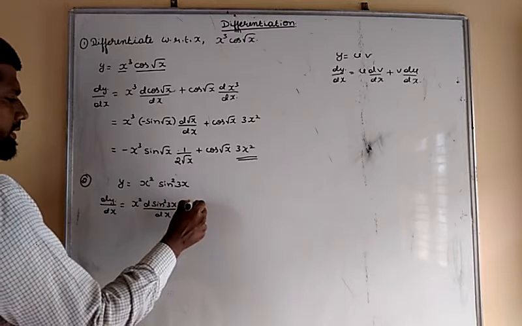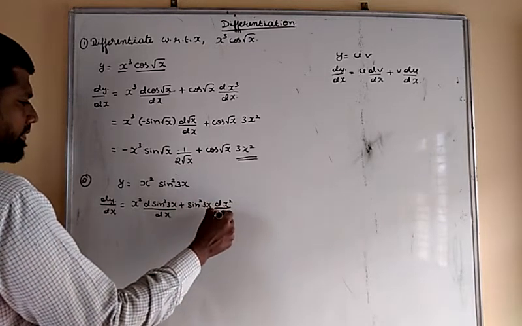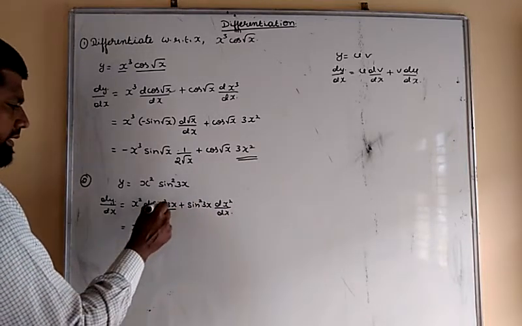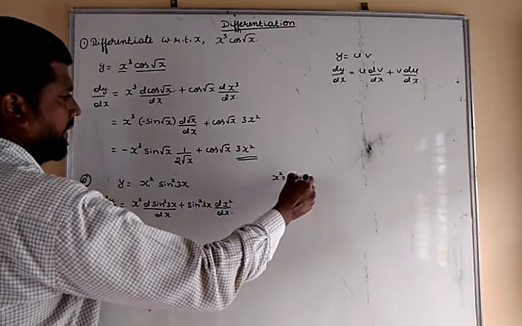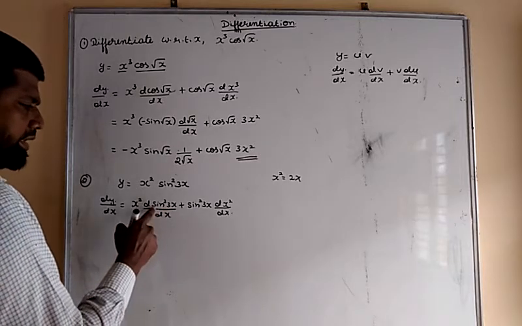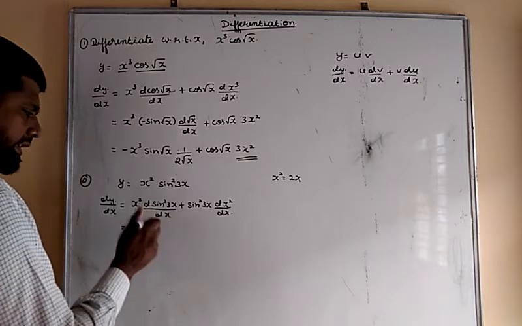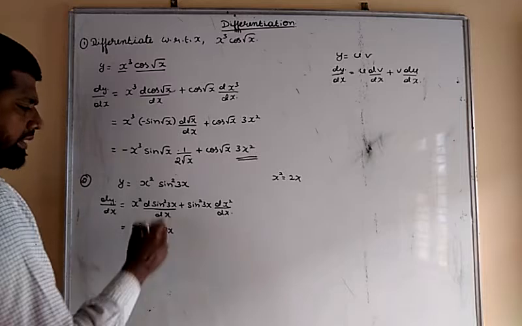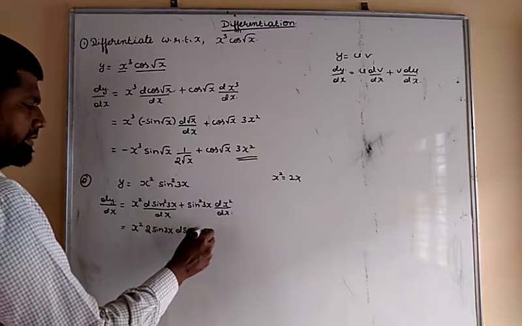Plus sine square 3x differentiation of x square. Then x square as it is, sine square means differentiation is 2 sine. In the place of x, here sine is there. So let us assume that sine 3x is an x, but we have to write the value as sine 3x. Okay. So 2 sine 3x. Again, in the place of x, there is sine 3x, so we have to differentiate.